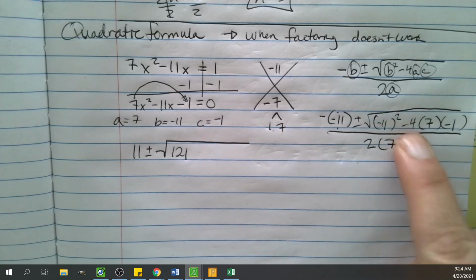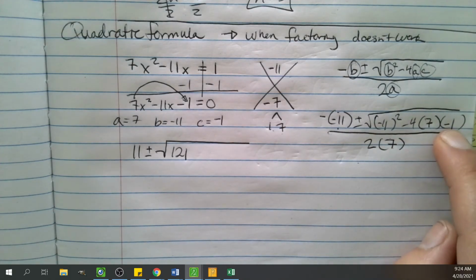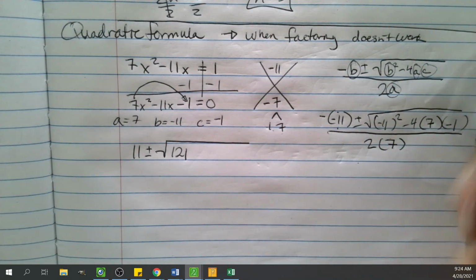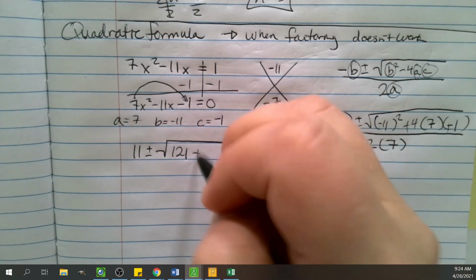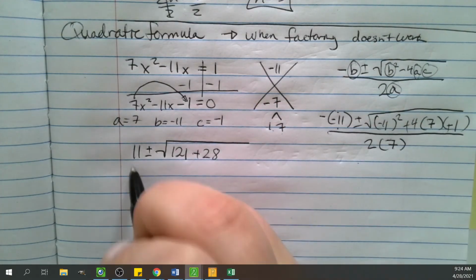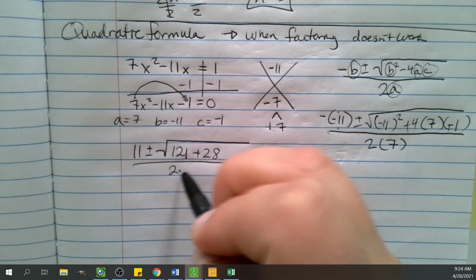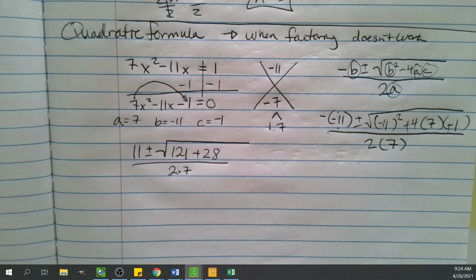Who can tell me what 4 times 7 times -1 is? What's a negative times a negative? It's going to be plus 28. What's 2 times 7? Good.